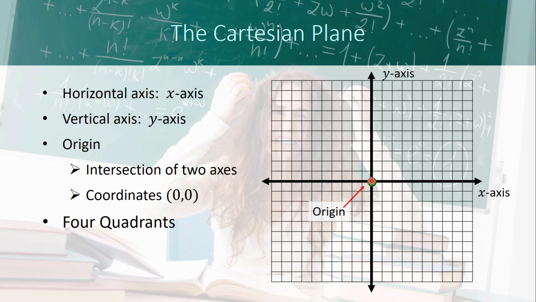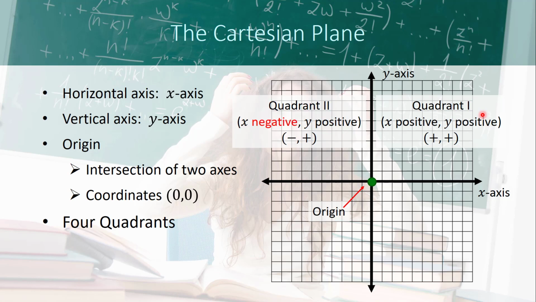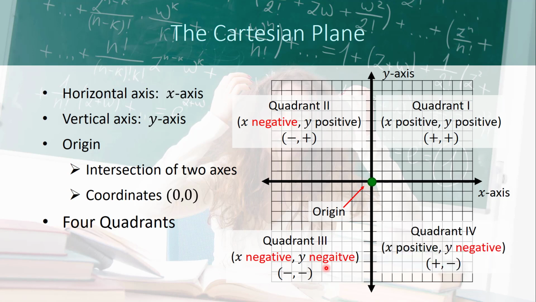And finally, the Cartesian plane is broken down into 4 quadrants. The first we call quadrant 1. In this quadrant, both the x values and the y values will always be positive. The second we call quadrant 2. In this quadrant, the x values will be negative because we're going in the negative direction, but the y values will still be positive. Keeping with our thinking here, quadrant 3 is over here, and here both the x values and the y values will be negative. And then finally for quadrant 4, the x values are positive, but the y values are negative.